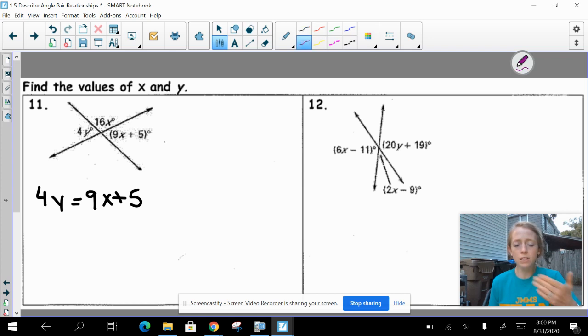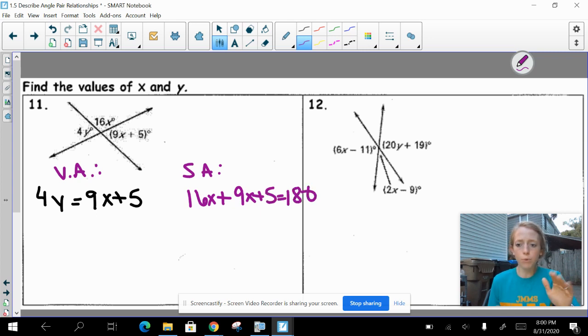Let's write those two down and see which one would be better to start with. We have that equation for vertical angles. VA stands for vertical angles. You can use that for short. And then the supplementary angle equation would be 16x plus 9x plus 5 equals 180. Which one of those do you want to use first? Or which one can you use first? Or which one can you not use first?